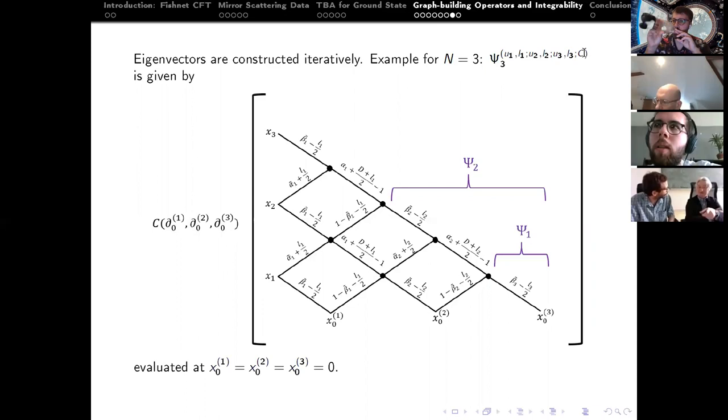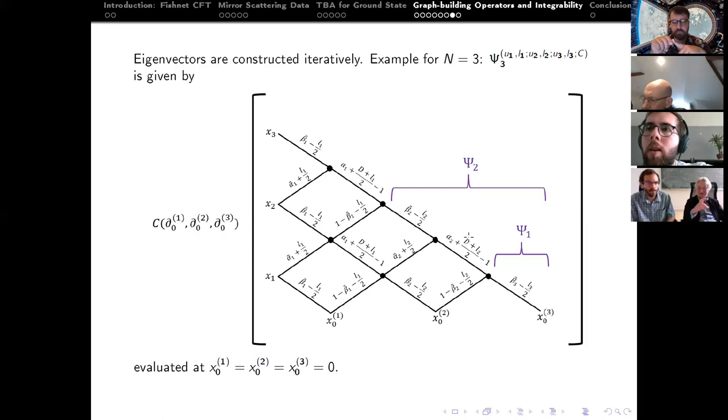Okay, and why do I say it's iterative? It's because I take this block here, which would be the eigenvector for length 2. And then I act on it with everything that's here, and that only depends on one type of parameters, like only on U1 and L1. Actually, it was the same before: psi 2 was constructed from psi 1 by acting on it with something that depended only on one set of parameters, like U2 and L2, for instance.